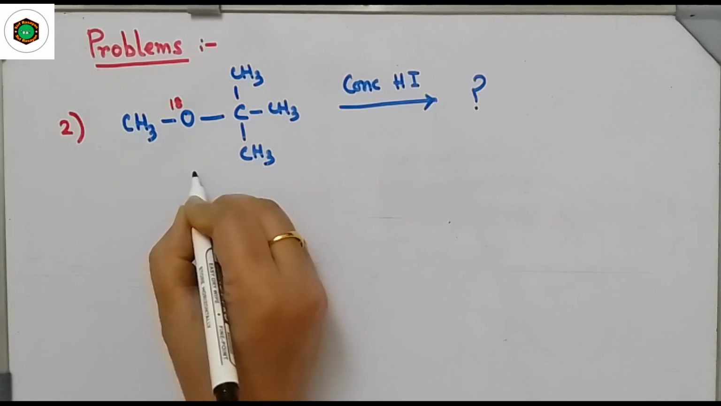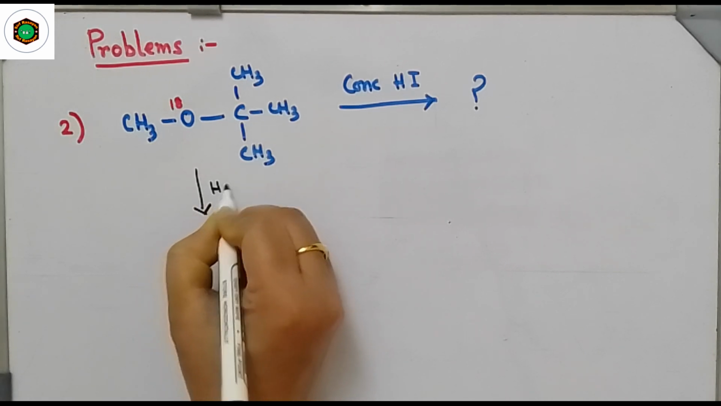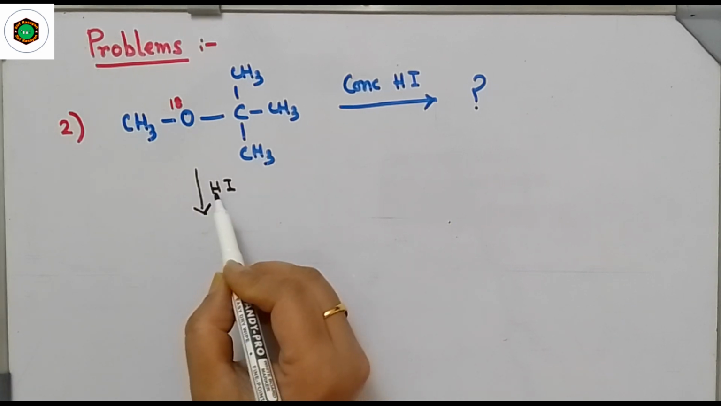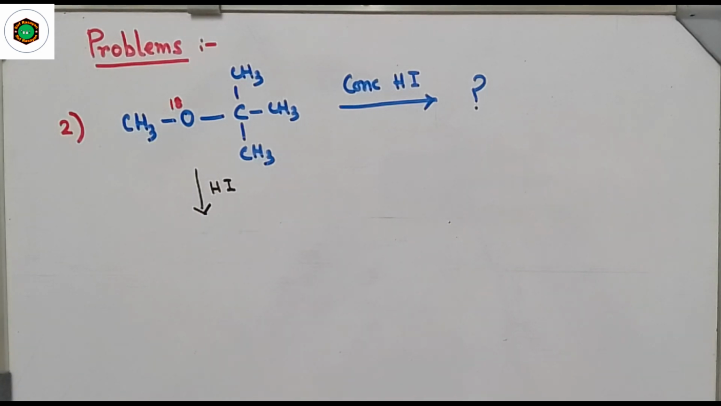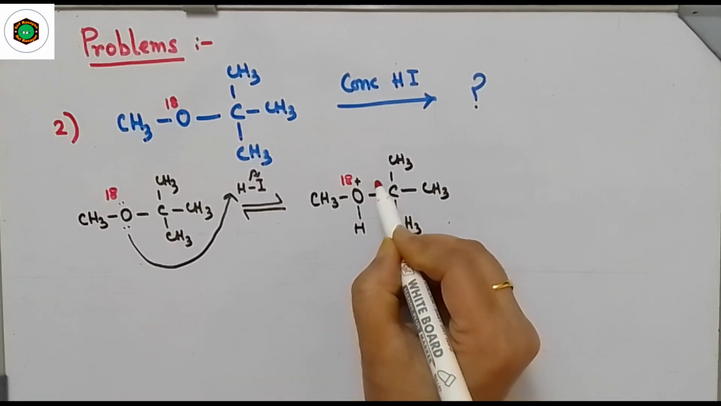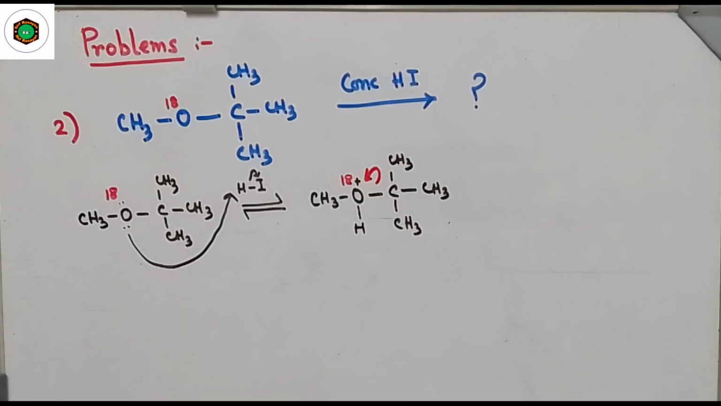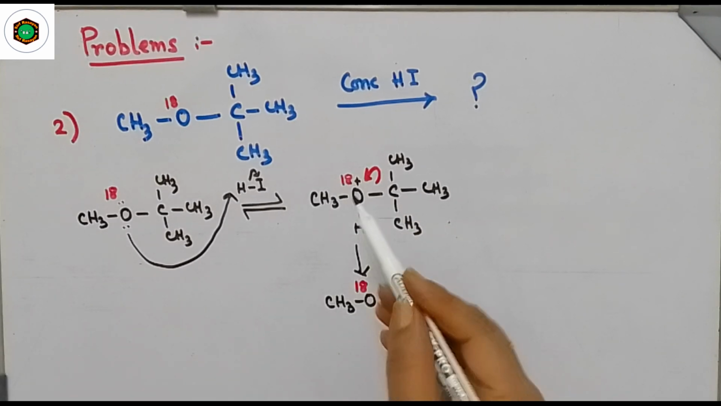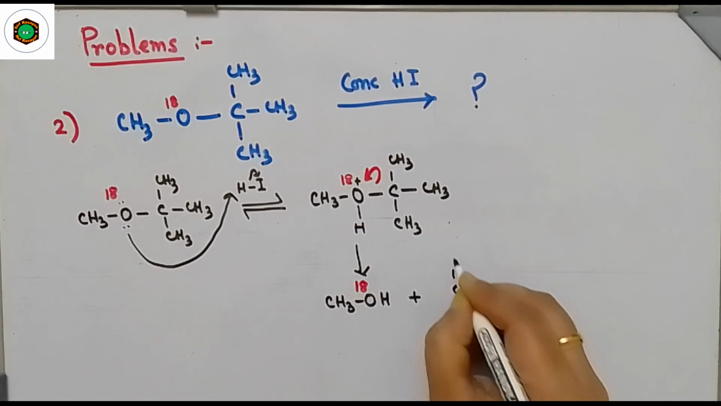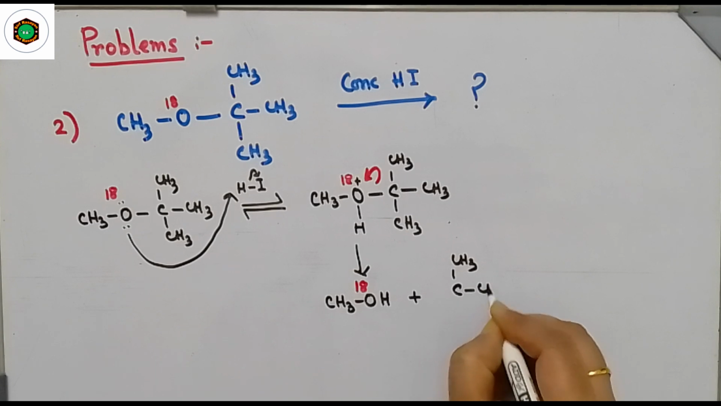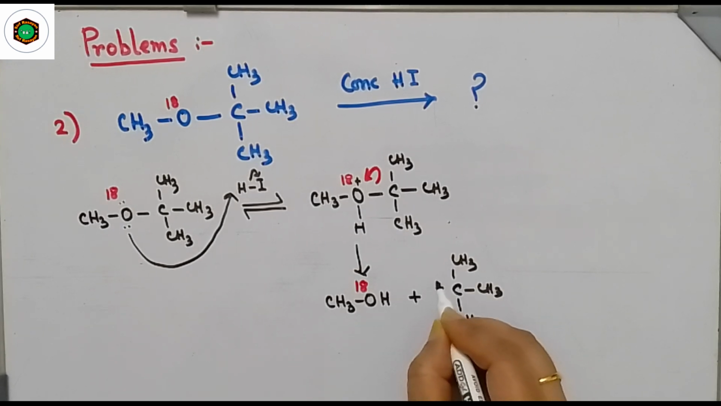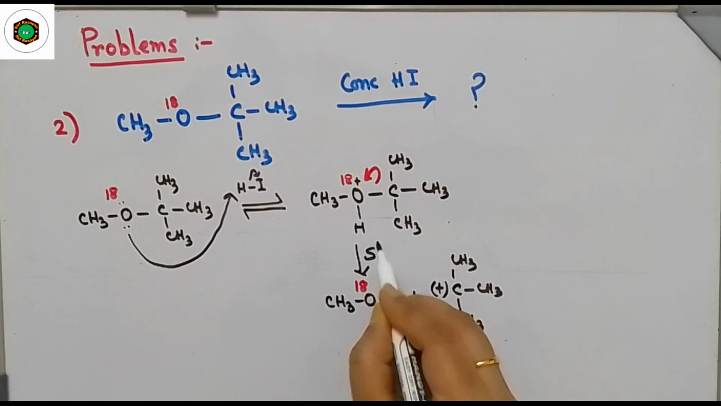So first step, what will happen here? At the first step, if you treat this with HI, as we did in the last case, the oxygen lone pair will be donated to H plus and we will get this oxonium ion. Then this bond will break and we will get this labeled CH3OH, methanol, plus here we will get a carbocation, because this is a stable carbocation, tertiary butyl carbocation. So this is the slow step.